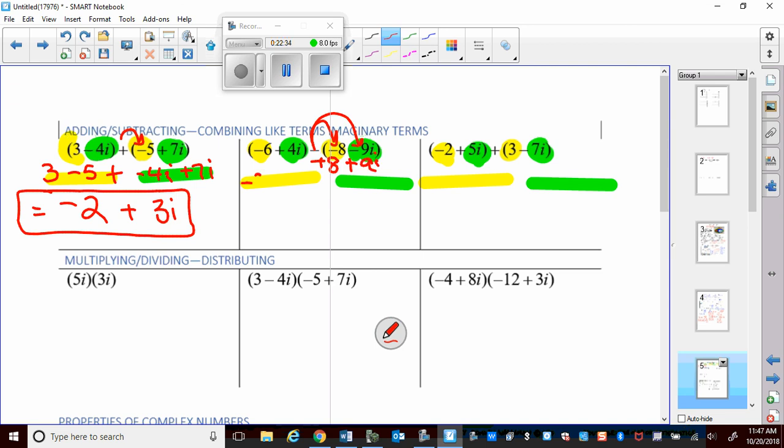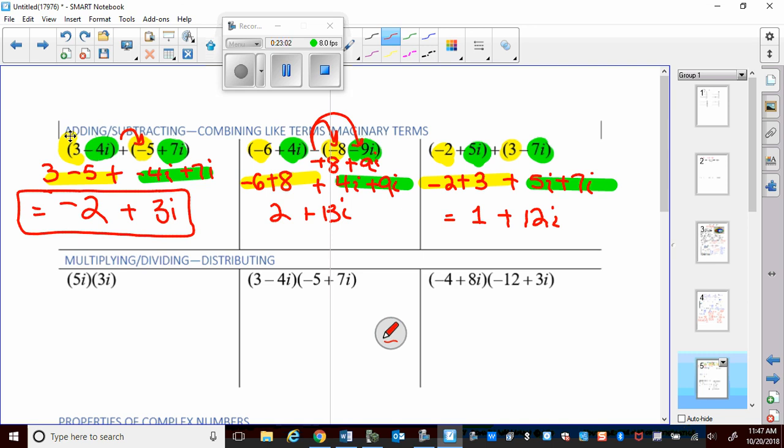So I have negative 6 plus 8 plus 4i's plus 9i's. That gives me 2 plus 13i's. Okay. Last one, negative 2 plus 3 plus 5i's plus 7i's, or 7 imaginary units. And I get 1 plus 12i's.